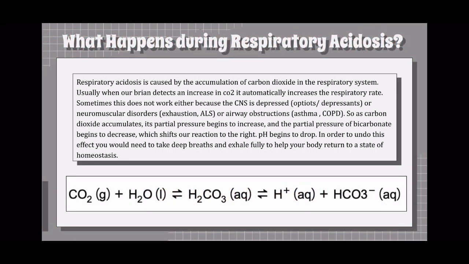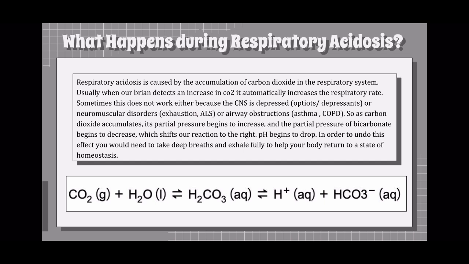So, what exactly happens during respiratory acidosis? Well, respiratory acidosis is caused when there is an accumulation of carbon dioxide in the respiratory system. Usually when our brain detects an increase in carbon dioxide, it automatically increases the respiratory rate. But sometimes that doesn't work, and it could be because of a number of reasons, some of which are the central nervous system being depressed, for example, due to opioid use or depressants, or neuromuscular disorders like exhaustion or ALS, or airway obstructions like asthma or COPD.